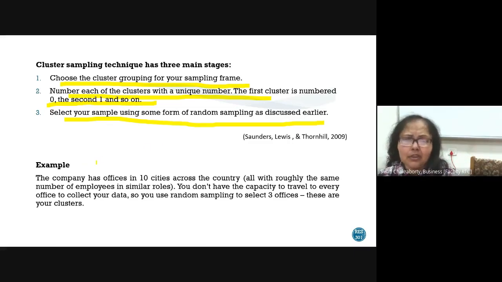For example, a company has offices in 10 cities across the country, all with roughly the same number of employees in similar roles. You don't have the capacity to travel to every office to collect your data, so you use random sampling to select 3 offices. These 3 are your clusters.